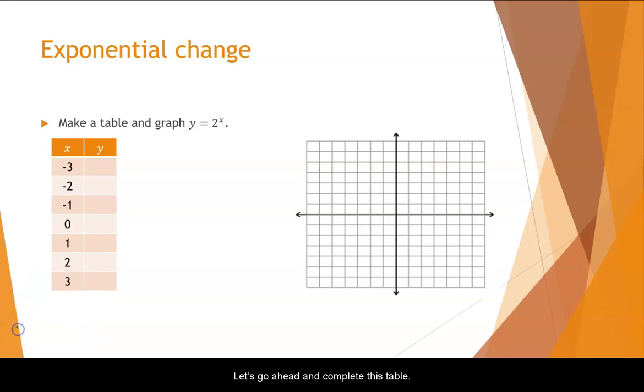Let's go ahead and complete this table, and then we're going to graph 2 to the x power. So with an exponent of negative 3, remember that negative exponents can be thought of as repeated division instead of repeated multiplication. So instead of 2 times 2 times 2, this is 1/2 times 1/2 times 1/2. That works out to be 1/8. So 2 to the negative 3 power is 1/8.